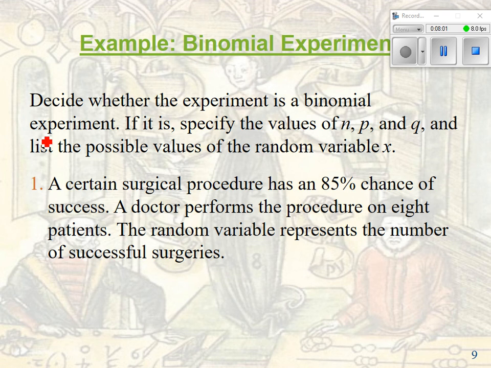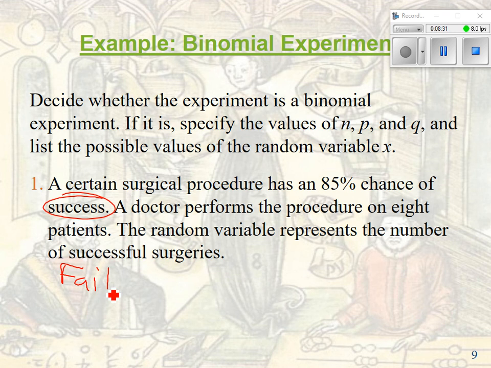Decide whether the experiment's a binomial experiment. I think we went over these, so we'll just do them real quickly. A certain surgical procedure has an 85% chance of success. The doctor performs it 8 times. The random variable represents the number of successful surgeries. This is a binomial distribution because either the surgery is a success or it's a failure. So it is a binomial.